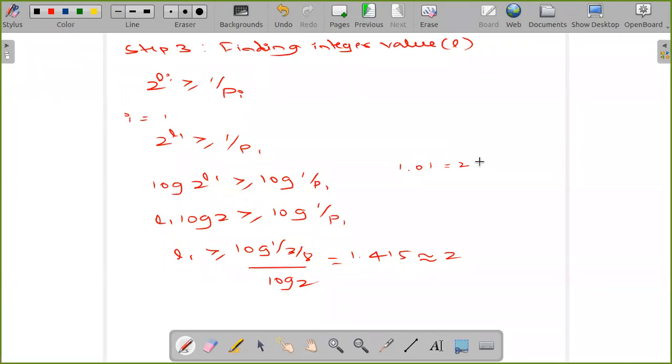Similarly, find it for all the L values, like L2, L3, L4, L5, because I is varying from 1 to Q. Q is nothing but how many probabilities there are in your problem. In total I have 5 probabilities. Now I have found it for I equal to 1. Now similarly find it for I equal to 2, 3, 4 and 5. Can you tell me what those are?